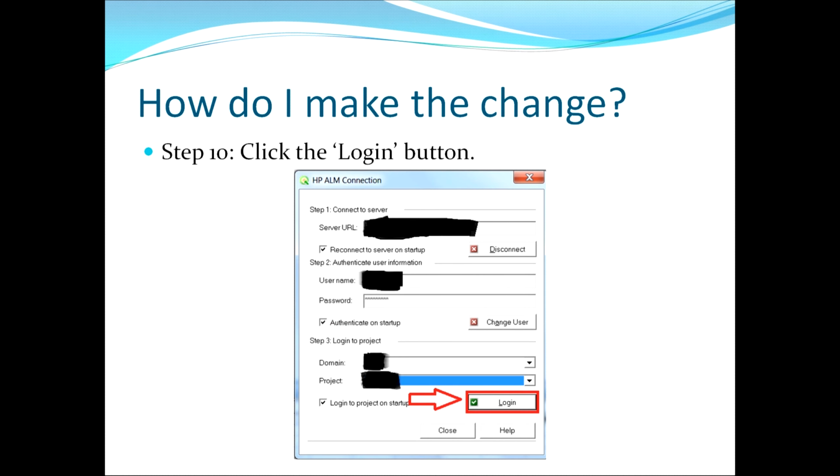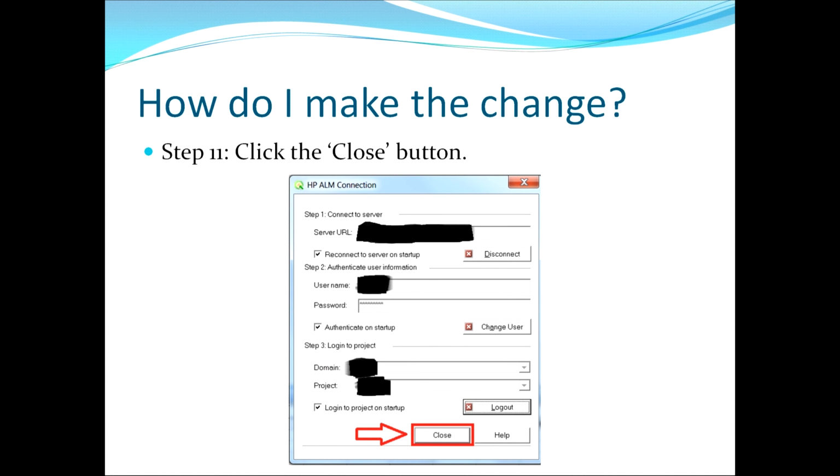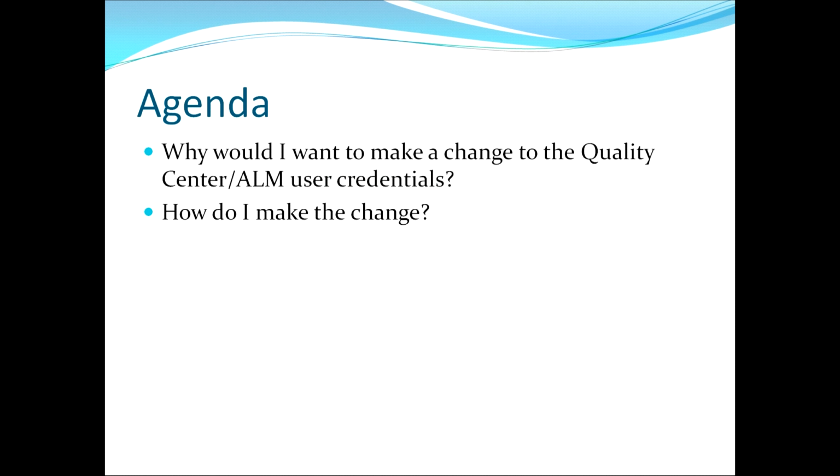Then, click the Login button. Assuming that the login was successful, you're now ready to click the Close button to return you back to QTP. This now concludes our video where I've answered the following two questions. First, why would I want to make a change to the Quality Center or ALM user credentials? And second, how do I make the change?